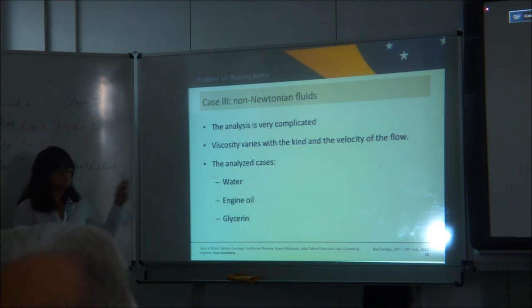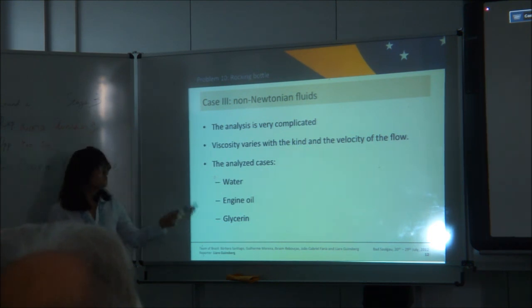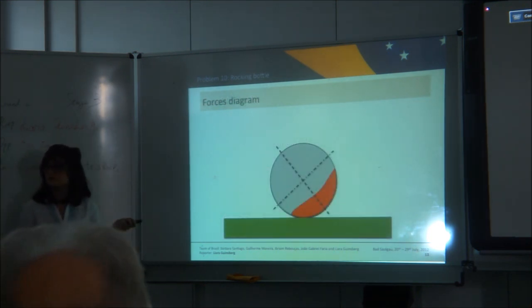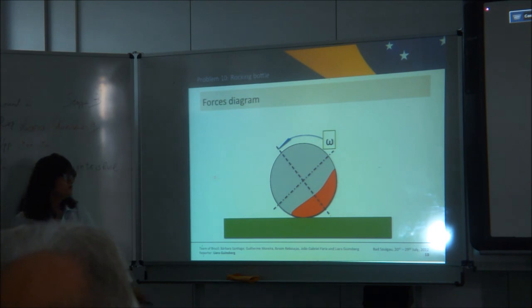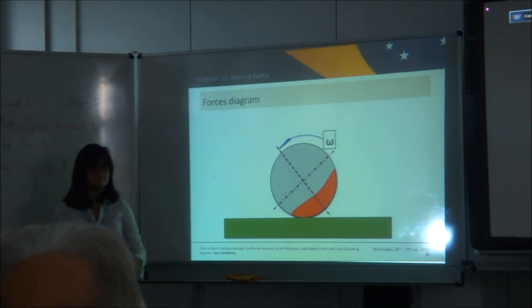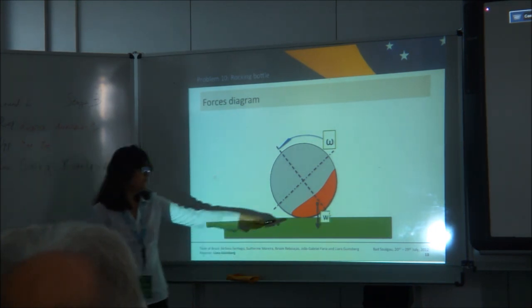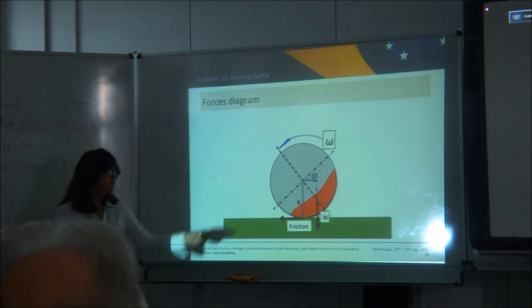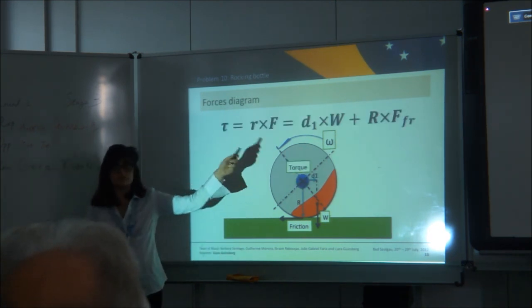In the third case, this mathematical analysis is very complicated because the viscosity varies with time and the velocity of the flow. We analyze this case with water, engine oil, and glycerin. Here we can draw a force diagram. Omega is the angular velocity. W is the weight of the liquid mass. We have the friction with the ground, the distance to the center, and can calculate this torque, given by this formula.